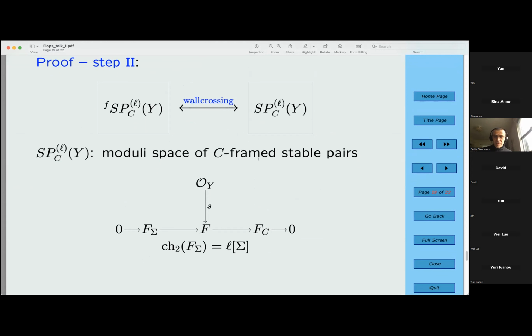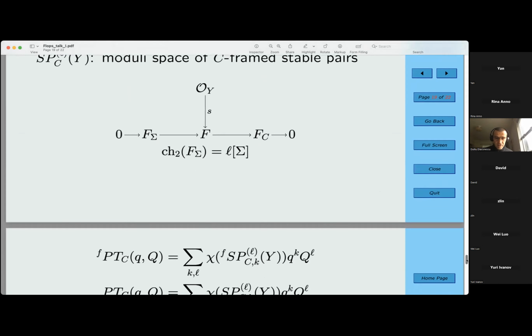So by stable pairs, I mean stable pairs as defined by Pandharipande and Thomas. They are defined by diagrams like this, where the cokernel of S is zero dimensional. And again, I'm going to require F to fit in an extension of this form. So I'm just dropping the F from the left-hand side. Now the relation between these objects is not very immediate or obvious. It requires a rather involved wall crossing analysis to relate them. Or you better say what you relate is the motivic classes in the motivic Hall algebra, not directly the moduli stacks.